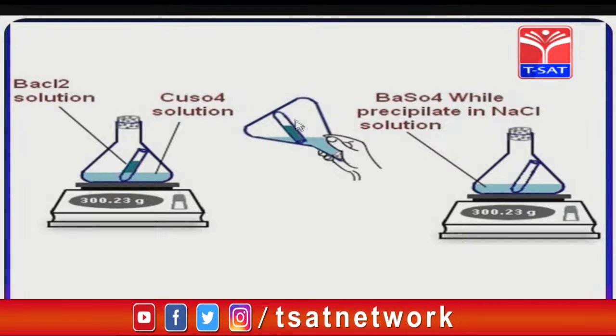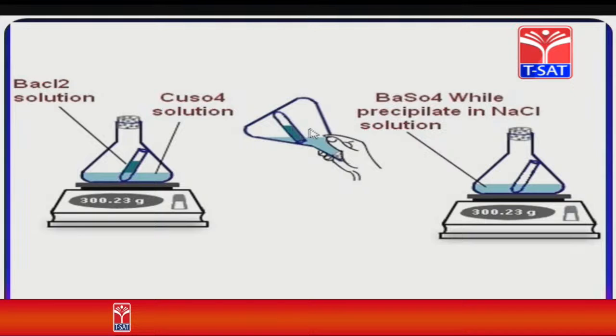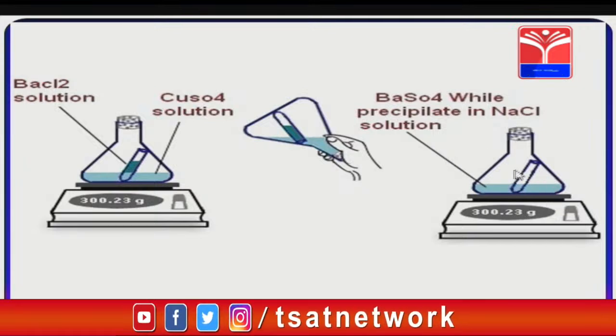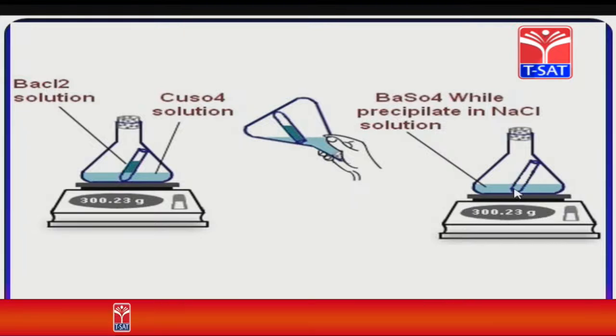Now, after mixing with each other, what happens? The reactants combine with each other, they react with each other and the products are formed, barium sulphate along with sodium chloride is formed after mixing the two reactants, and when the weight of the products was considered, it was recorded as 300.23 grams, which was equal to the weight of the reactants.